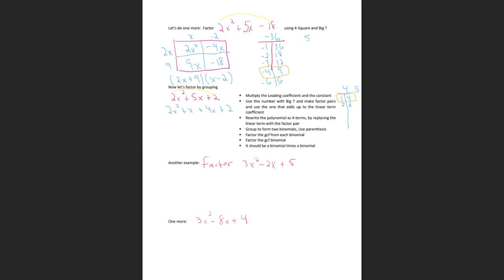Now our next step is going to be, we're going to group to form 2 binomials. Use parentheses. I actually like to use a box here instead. You can group it any way, but sometimes it just looks easier to do it a different way. So I'm going to draw a box around the first 2. That's going to make 1 binomial. And I'm going to draw a box around the second 2 to make the second binomial. And also I include the operation there as well.